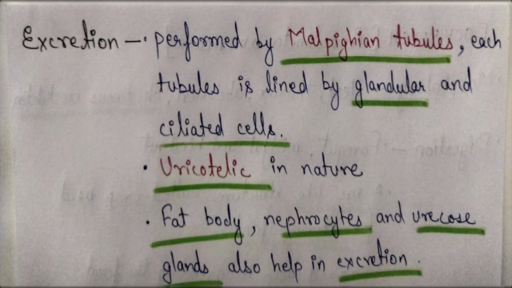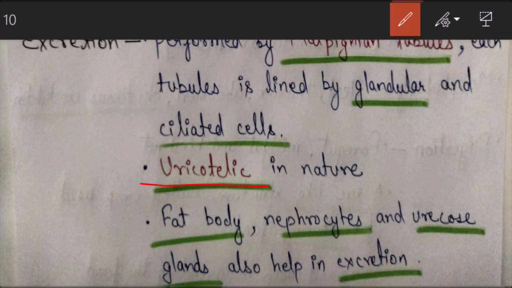Next we have excretion. Excretion is performed by Malpighian tubules. Each tubule is lined by glandular and ciliated cells. They are uricotelic in nature, and fat body, nephrocytes and uricose gland also help in excretion.